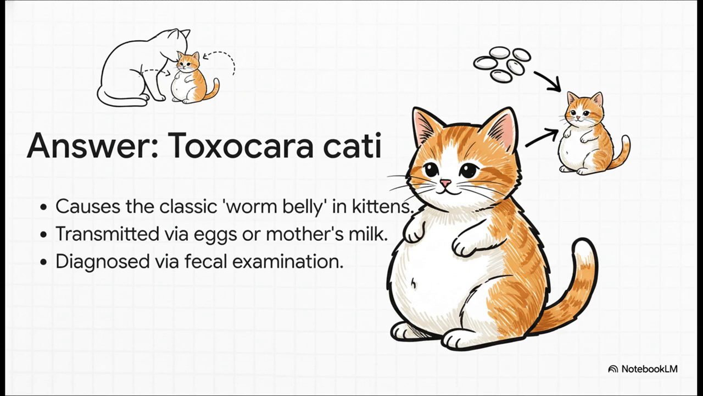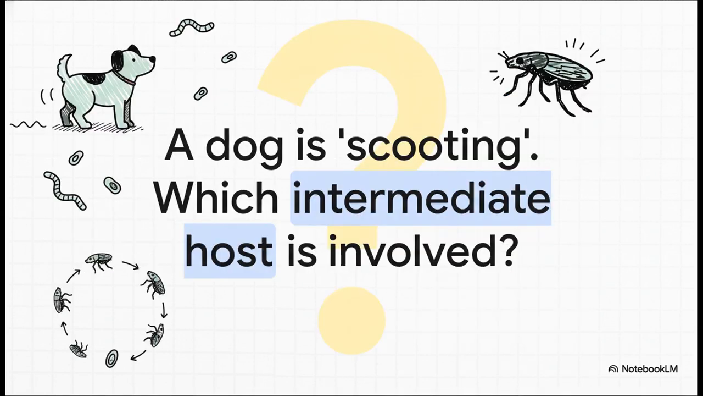And don't forget, they can get it straight from their mom's milk, which is why we see it so often in young animals. Okay, next case. You get a call from a dog owner. They're worried because their dog is, well, scooting its butt on the carpet and it's had some diarrhea. So what parasite pops into your head? And, just as important, what's the intermediate host we need to worry about?